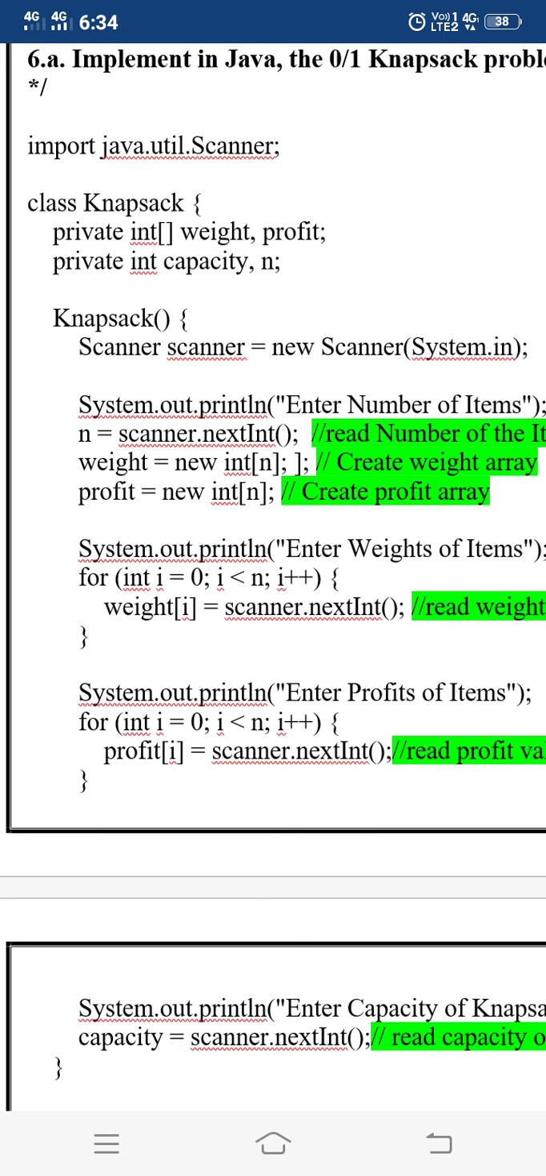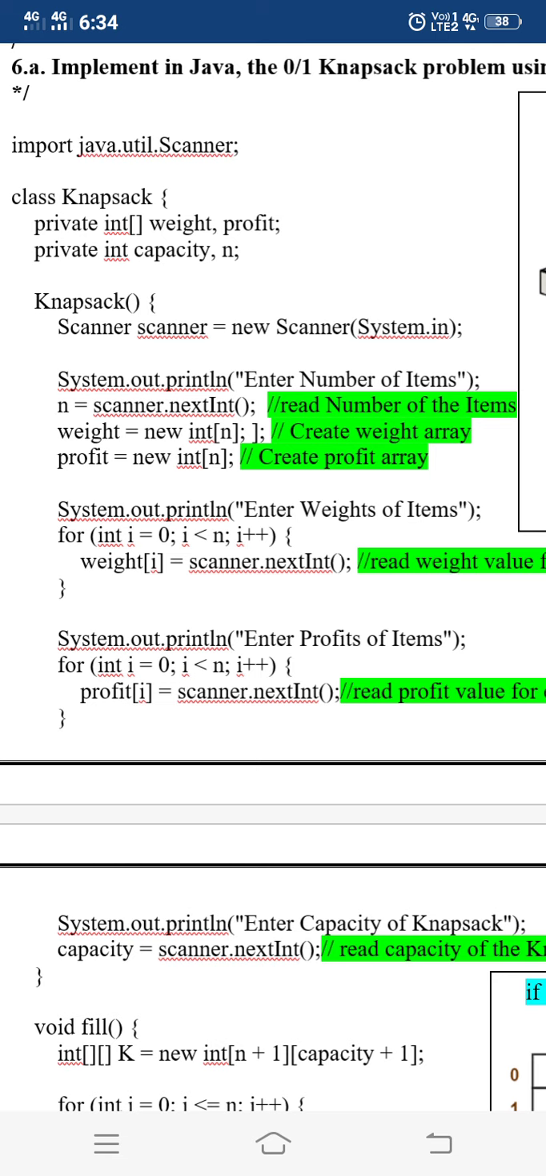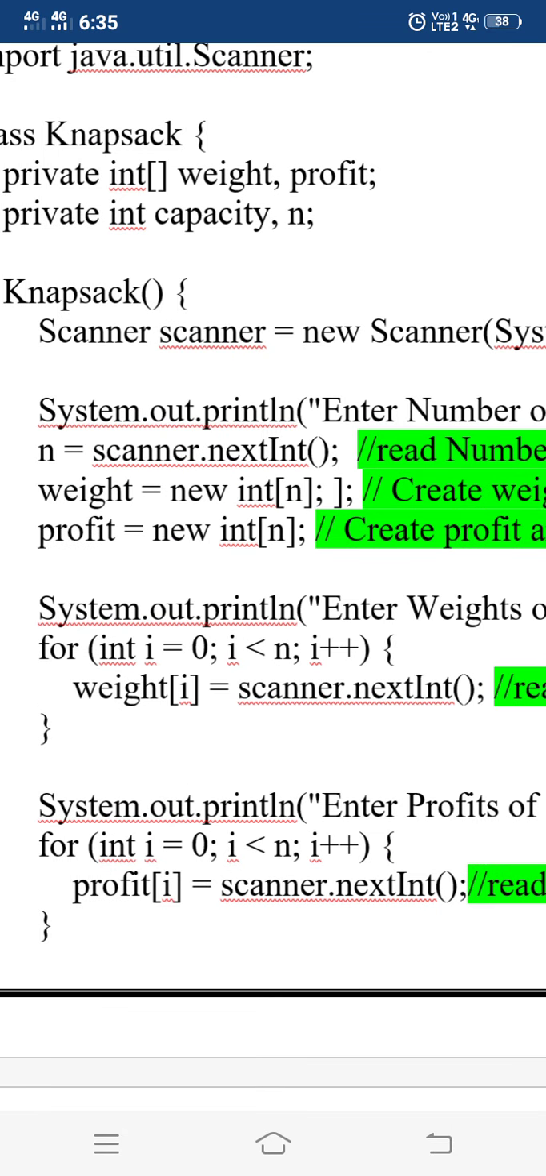to read the values. Initially we need the total capacity of the knapsack bag, then how many items we need to put into the bag. Then for each of the items, the corresponding weight of the item as well as the profit we will be getting from that particular item. So we will be reading all these values.